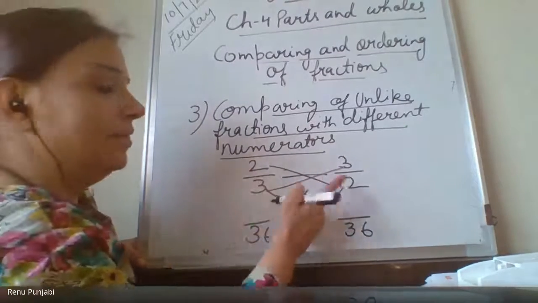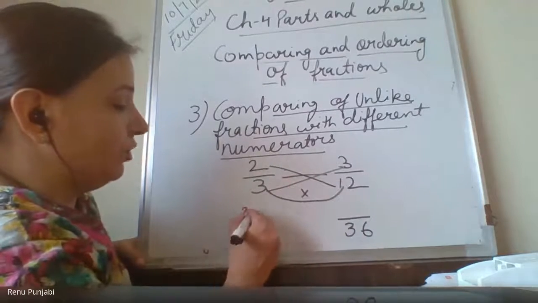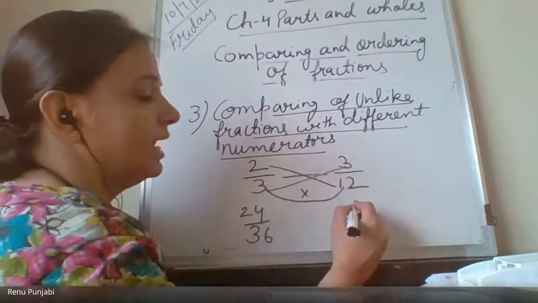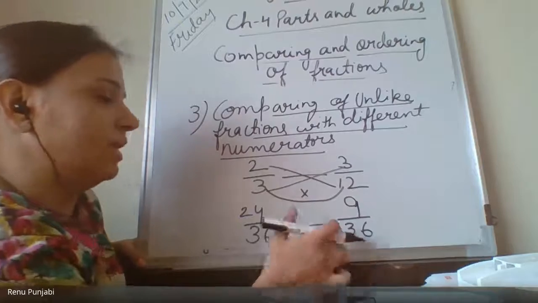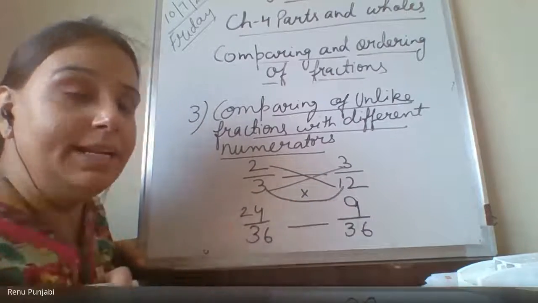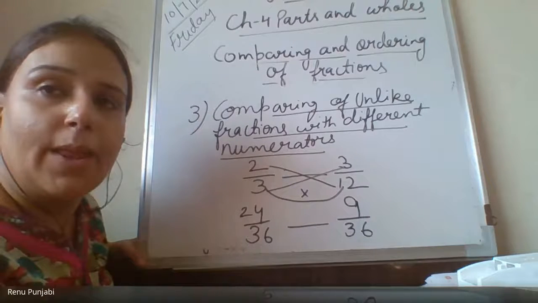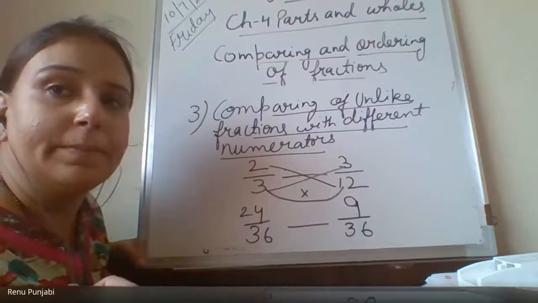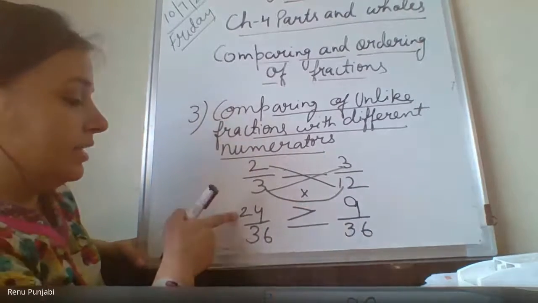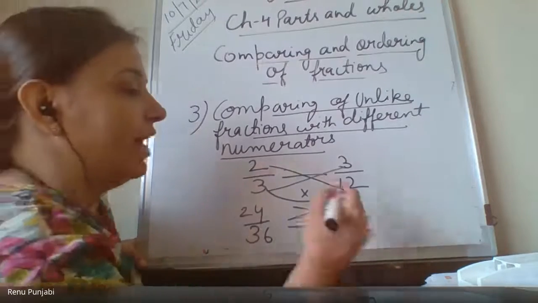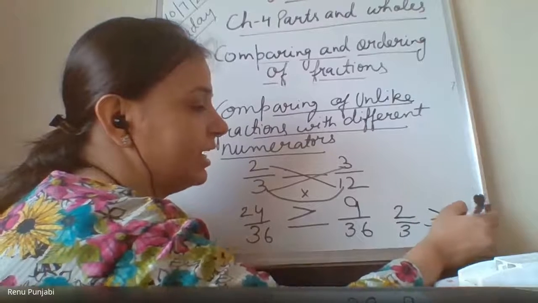2 into 12, we have learned cross multiplication also. So now 2 into 12 is 24 and 3 into 3 is 9. Now after getting the denominator the same, you can compare from the numerators and tell me which fraction is greater. Which fraction is greater? 24 upon 36, and the actual fraction of 24 upon 36 is 2 upon 3. So we will write it like this and now put the sign.